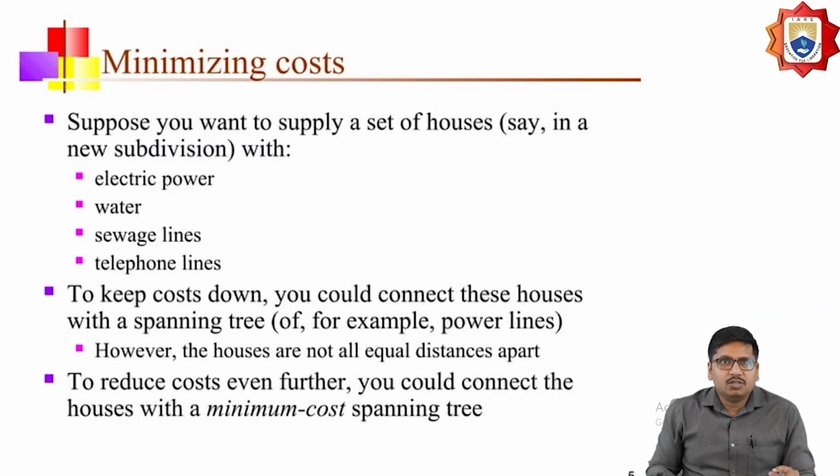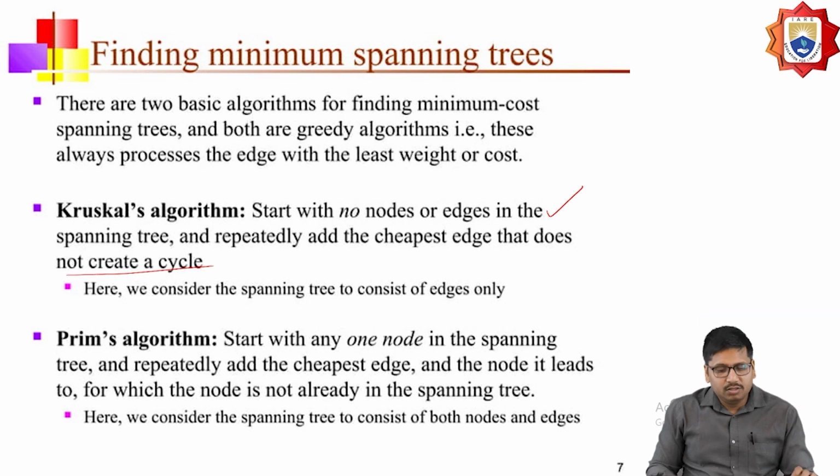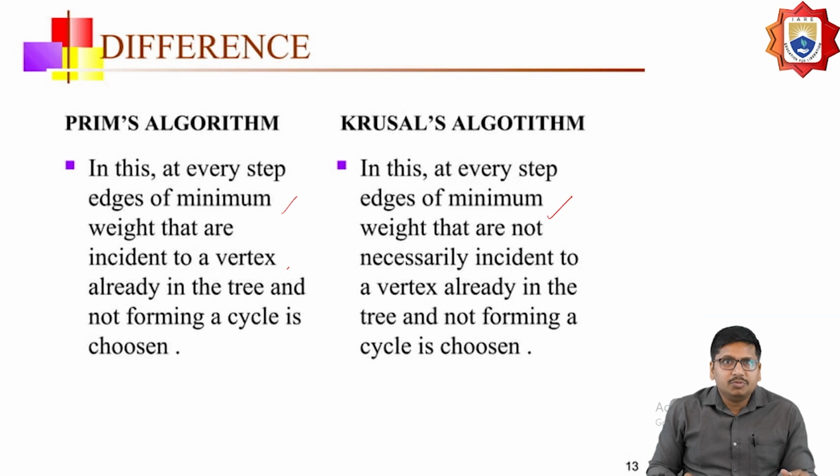And mainly this spanning tree is going to be used to minimize the cost in electrical power lines, water, sewage lines, and telephone lines and all. And for implementing this, we are going to have two kinds of algorithms like Kruskal's algorithm and Prim's algorithm. Kruskal's algorithm will repeatedly find the cheapest edge, whereas Prim's algorithm is going to find the, so this is the algorithm for Kruskal's and this is the algorithm for Prim's. The only difference is that in Prim's, in every step you have to find the minimum edge that is incident to the vertex, whereas in Kruskal's algorithm we are going to find the minimum weight.